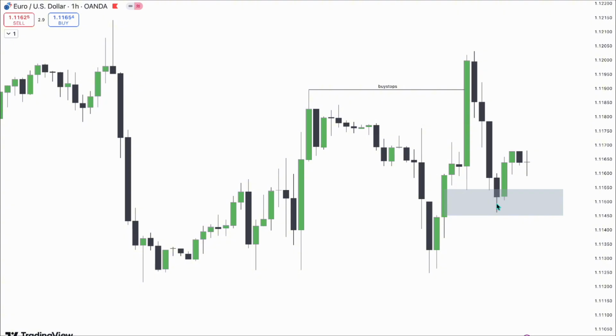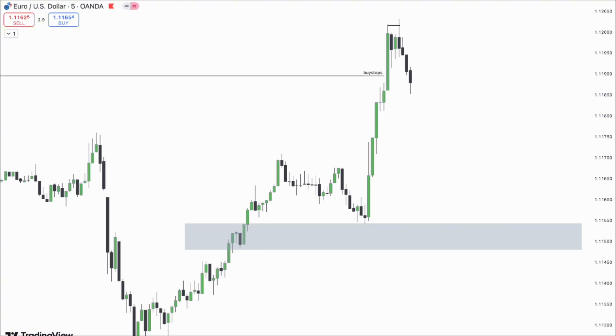Now let's switch to a lower time frame and see how it develops as we look for an entry using the external and internal range liquidity concepts. We're now on the 5-minute chart, while our higher time frame is the 1 hour.